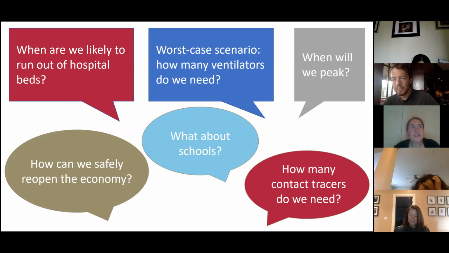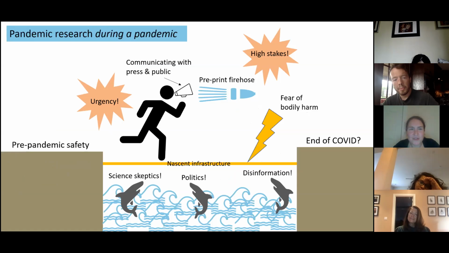And a tricky thing about this is that a lot of these questions can't all be answered with the same model. So some require different details than others. And so trying to keep up with all of these different requests and these different questions has been a real challenge. This is a cartoon that I drew once about the challenges of doing this work amidst a pandemic, where we're up against the fact that it's urgent and there are very high stakes, and trying to also communicate all this to the public and to the press.